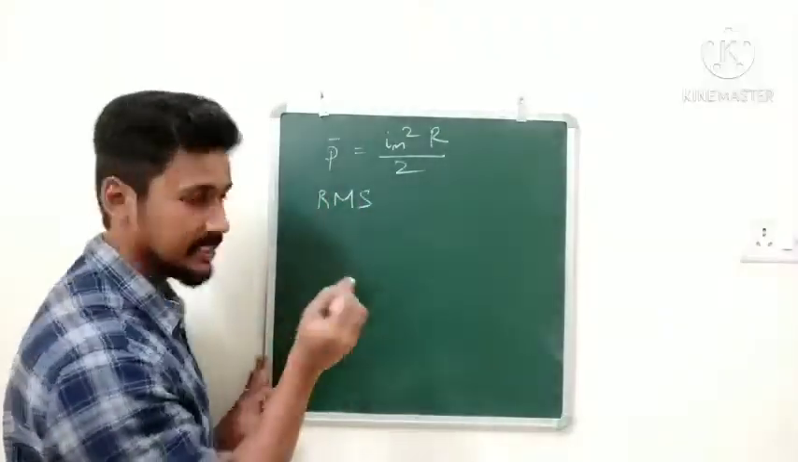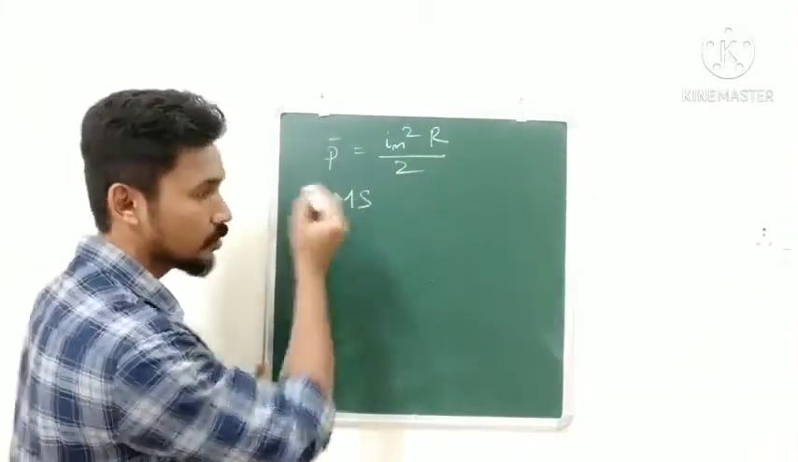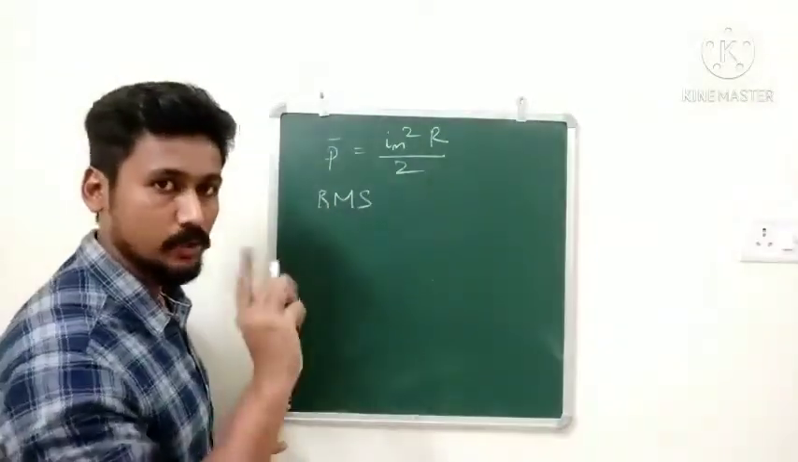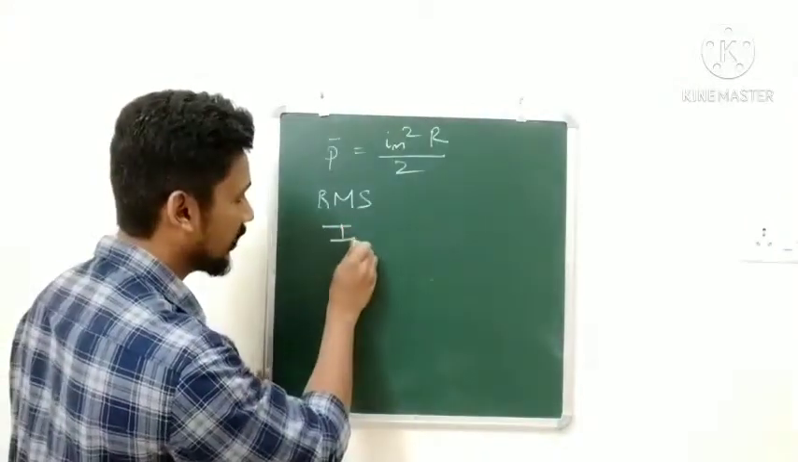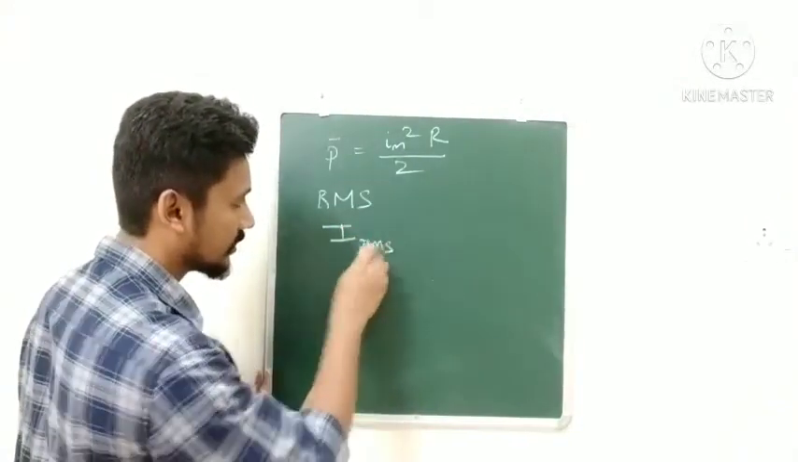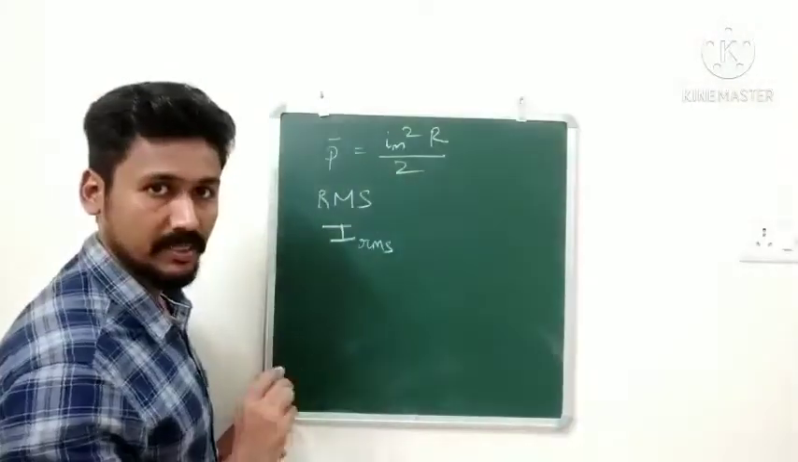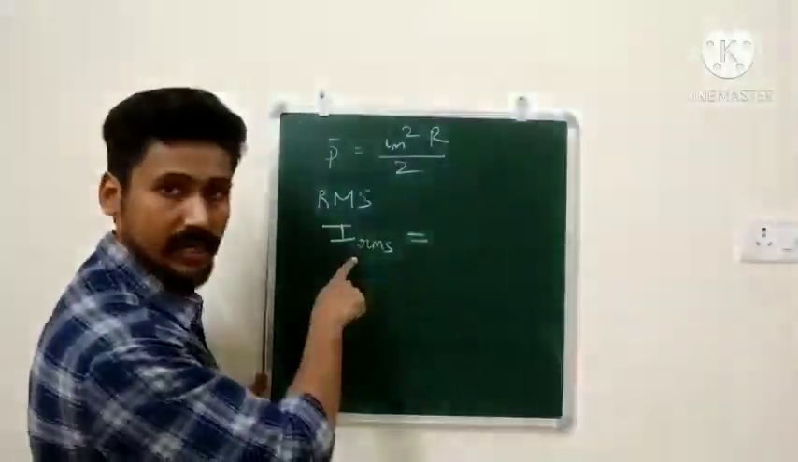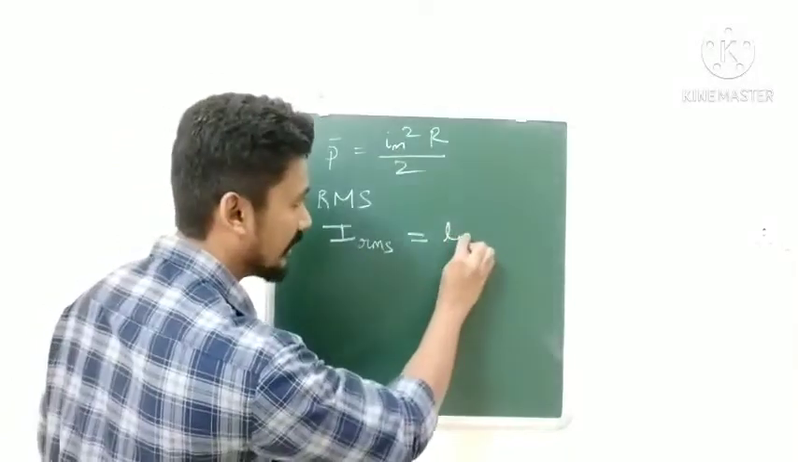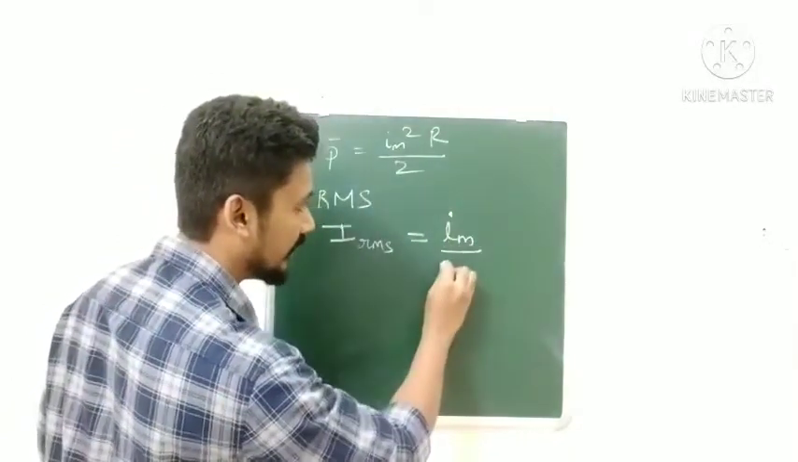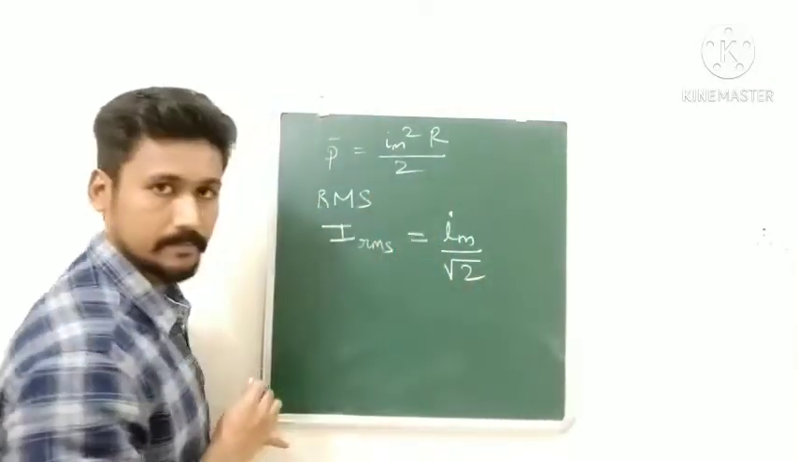RMS stands for root mean square. Okay, so we will introduce a new concept that is called IRMS. What is IRMS? Root mean square current. What is root mean square current? Root mean square current is equal to the peak current divided by under root 2.